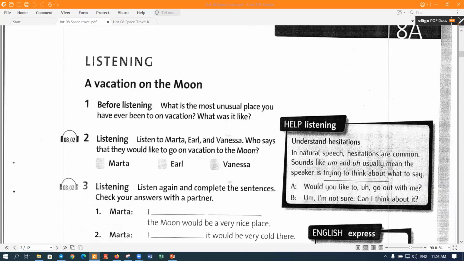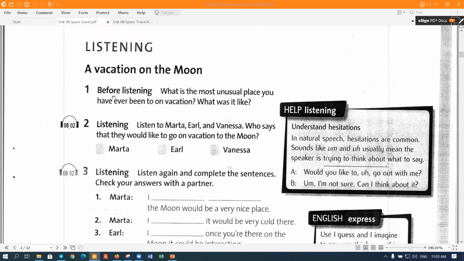Okay, now we have listening about a vacation on the moon. Okay, before listening, what is the most unusual place you have ever been to on vacation? What was it like? So before listening, please answer this question and keep your answer to respond with me on the day we meet in person. What is the most unusual place you have ever visited on vacation? What was it like?